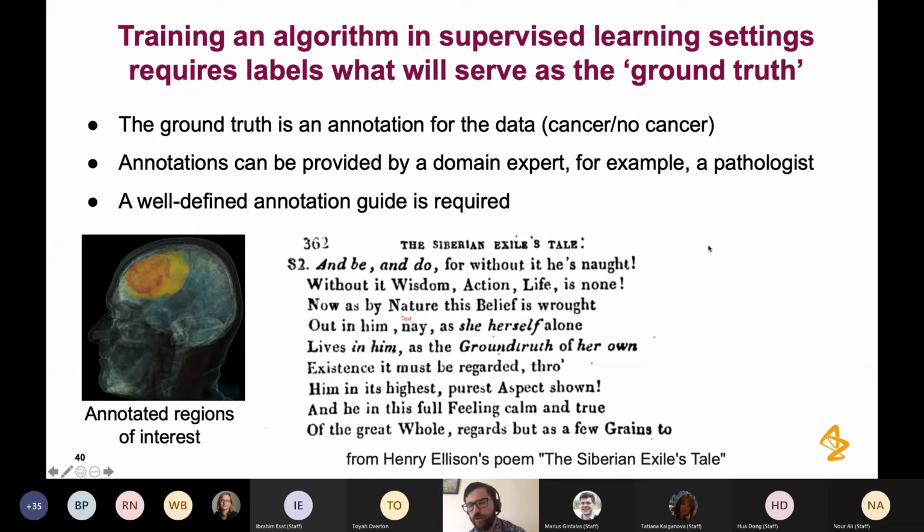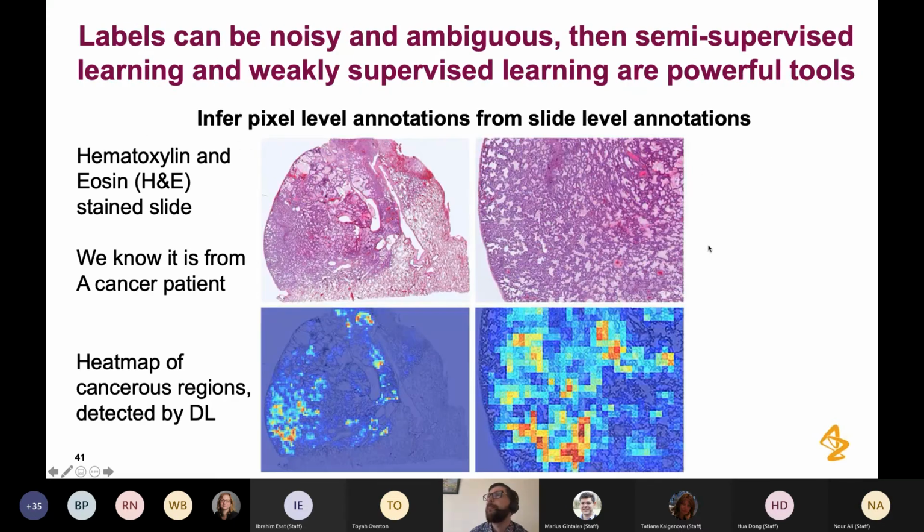What do you include? Do you include only tissue, or do you include stroma? What happens if, as I showed, the tumor microenvironment is invaded by, let's say, tumor-infiltrating lymphocytes? It can be included, it can be not. Or necrosis, for example. So in most cases, whatever we have, these labels are noisy and ambiguous.